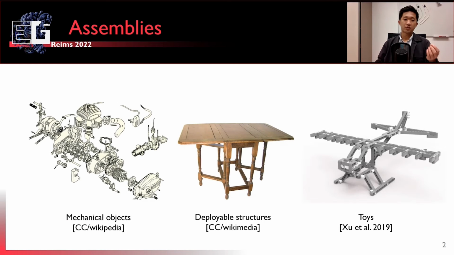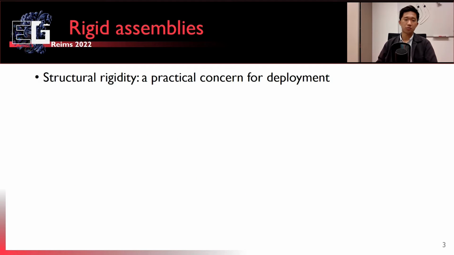So let's begin with a little bit of introduction of what's going to be at the center of our stage today. That is the assembly structure. In real life, people are making use of assembly to build all different kinds of amazing things, like mechanical objects, for example, this car engine, or deployable structures like deployable cables or foldable chair, and toys like this Lego Technic airplane. However, when it goes to deployment, there is a very important concern we need to address.